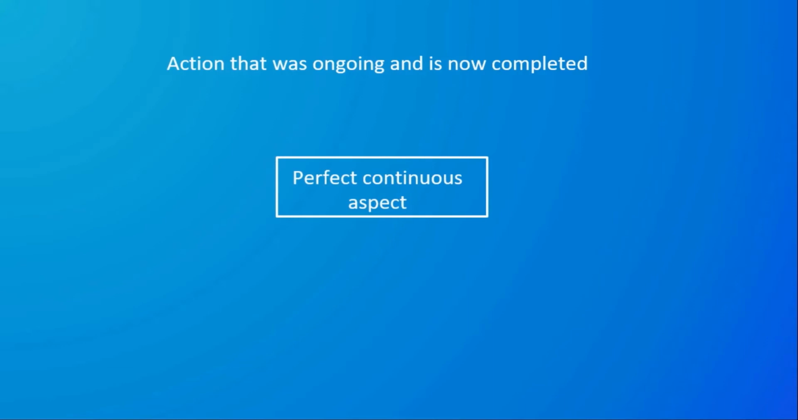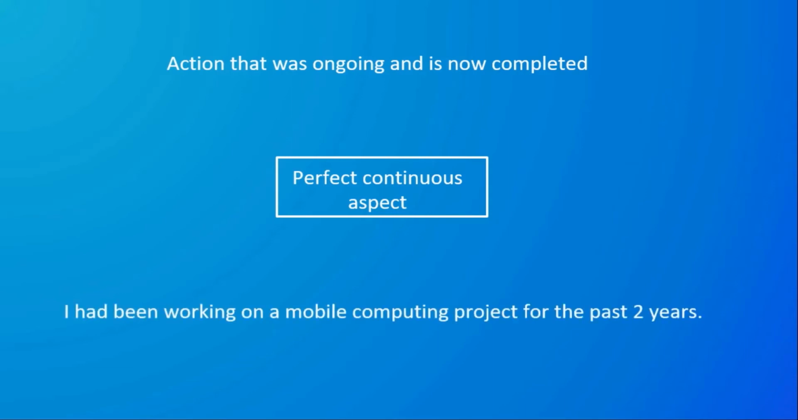Let's have a look at an example. If an interviewer asks you, "What were you working on?" and you say, "I had been working on a mobile computing project for the past 2 years." Here, the action "had been working" took place in the past. It continued for a certain period of time. In this case, it continued for 2 years and then it finished.